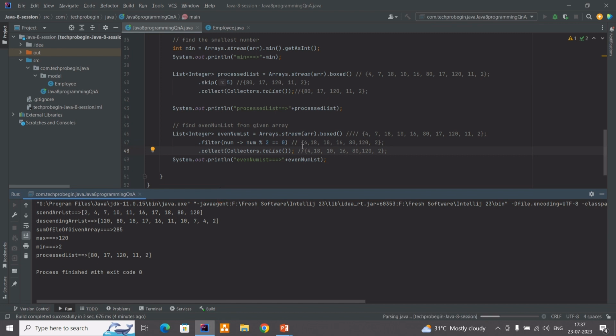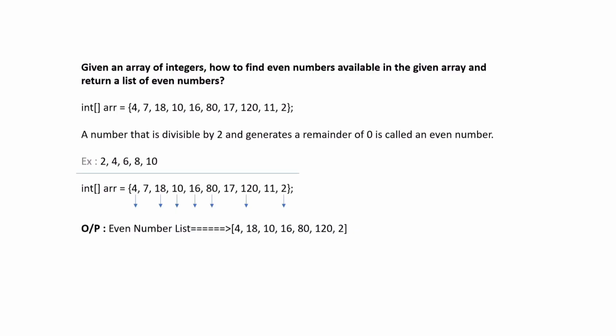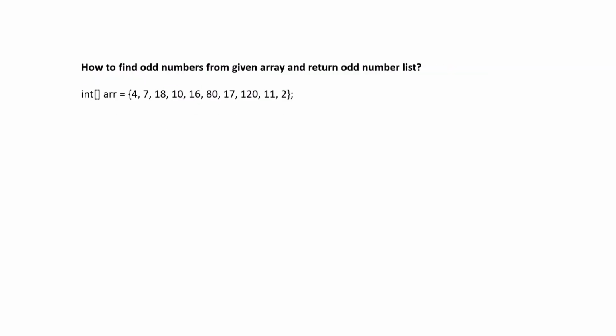So we expect this list in the result. 4, 18, cool, we got the expected answer. Let's see the next question. How to find the odd numbers from the given array and return the odd number list.